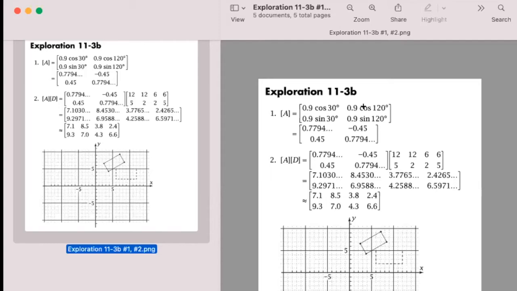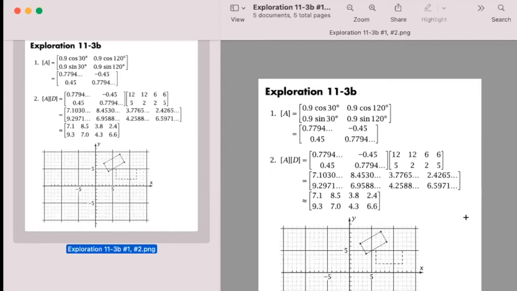So this is 0.9 cosine 120. This is 0.9 sine 120. When they put the numbers into their calculators, this is what they came up with here. So basically what number 2 was to say, go ahead and apply it and see what happens. And this is what happened. It actually rotated 30 degrees counterclockwise and got just a little bit smaller.